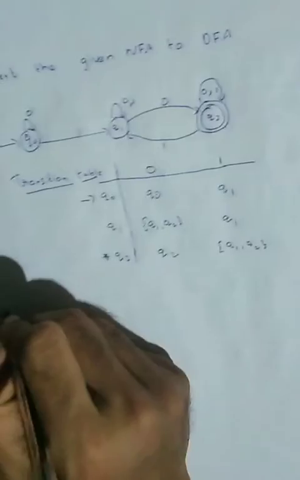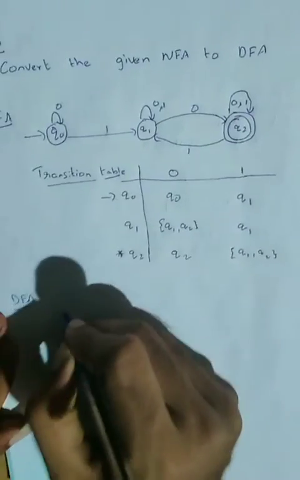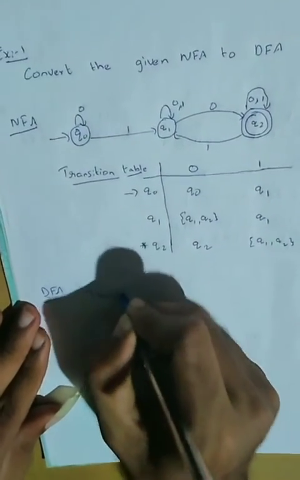Now we have to write the transition table for the DFA with the new states.